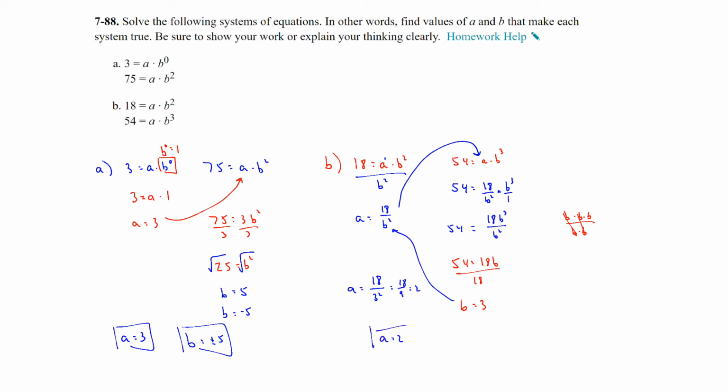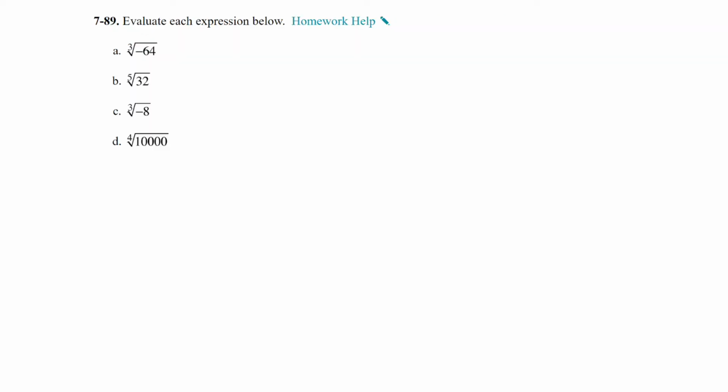So a is equal to 2, and b is equal to 3. Question 89, evaluate each expression below. So we are going to find a. This is the cube root of negative 64. What times itself 3 times gives you negative 64? That would be negative 4.